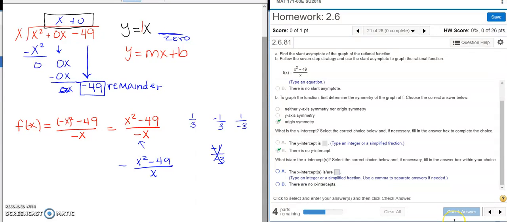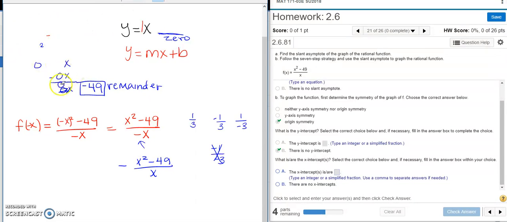For the x-intercept, we set it equal to 0. Okay, setting it equal to 0. Let me erase some of this.